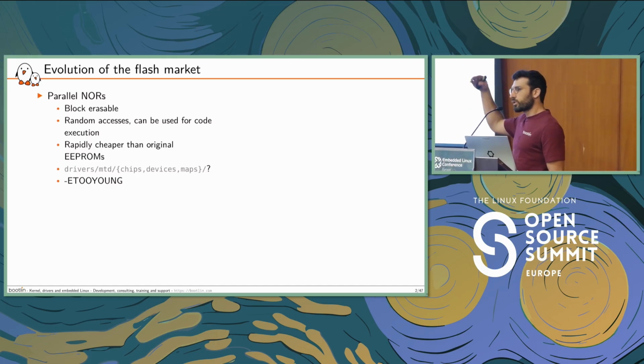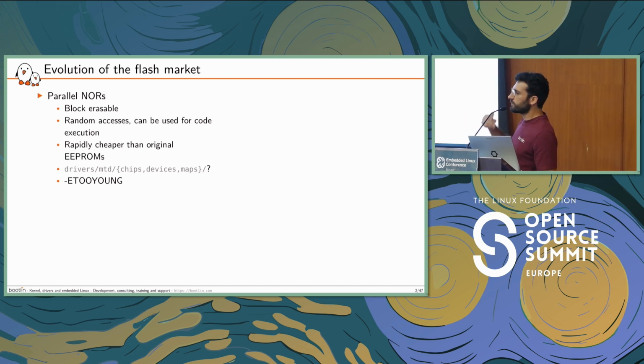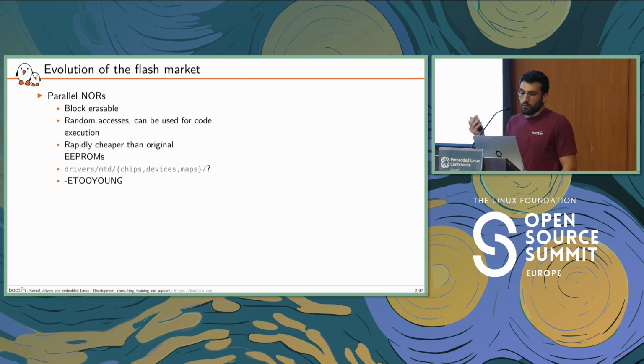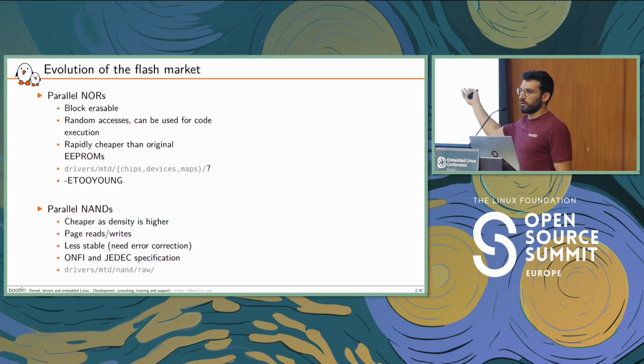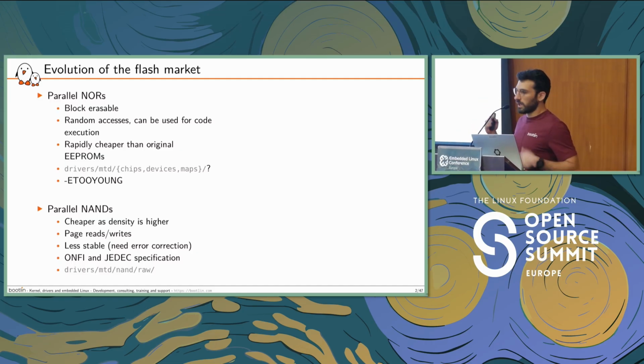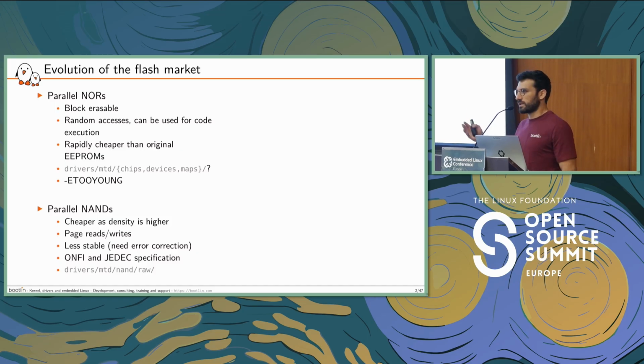EPROMs have been progressively replaced by parallel NORs in the first place, so they were way cheaper overall. Then another technology arrived, which was the NAND technology. Initially, it was wired with a parallel bus. So overall, the density was way higher, and maybe the speed was better as well. But it comes at a cost, the cost of the stability. So it requires a little bit more handling.